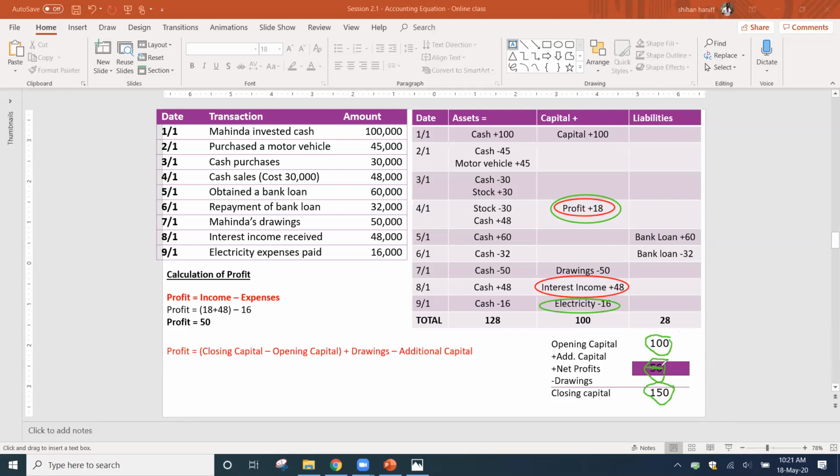If you don't know this, how do you calculate? From 150 minus 100, then you get the net profit. If you don't have additional capital and borrowings, you have only the net profit. To calculate the net profit, closing capital minus opening capital. We are going from down to up, right?